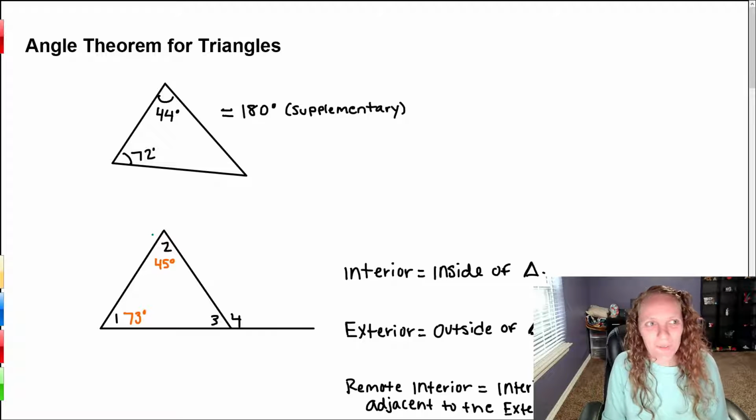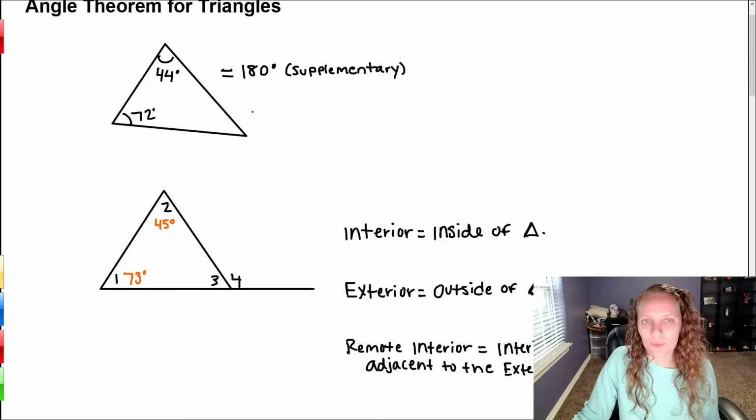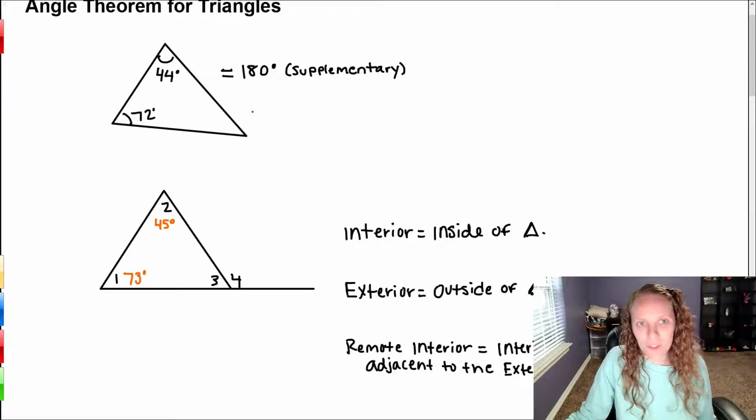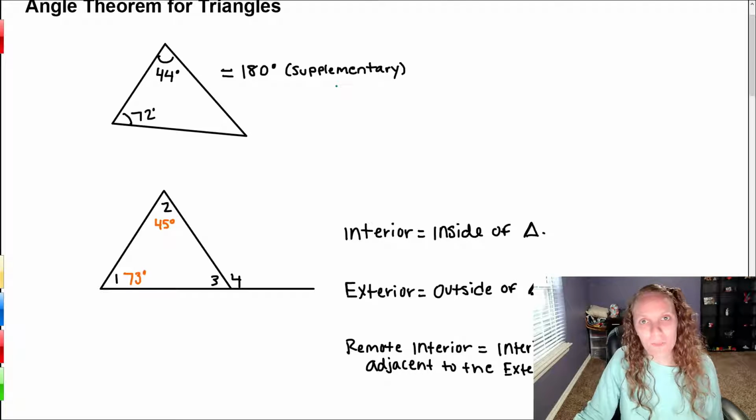Hey guys, today we're going to be looking at angle theorem for triangles. Let's start with just a basic triangle and remembering that the angles in a triangle add up to equal 180 degrees. Recall that when angles add up to 180 degrees, that's also called supplementary angles. Remember that supplementary angles can be triangles or straight lines.